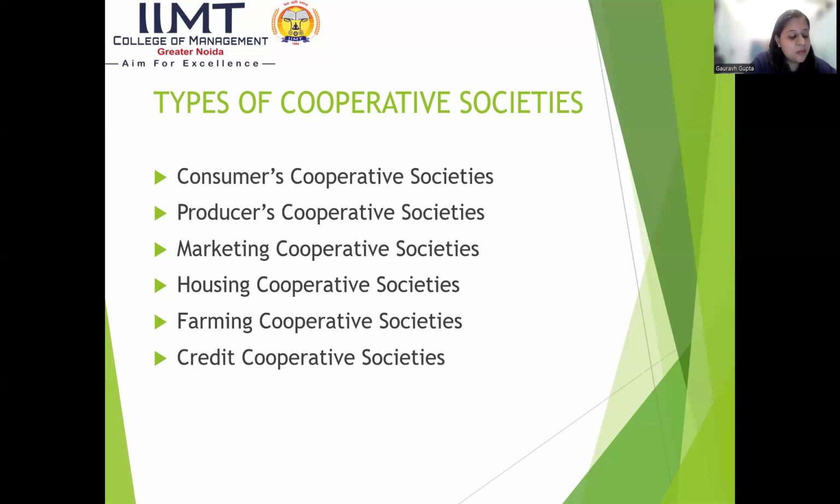Next, we have credit cooperative society. Society established to provide financial assistance to its members at a very reasonable rate.